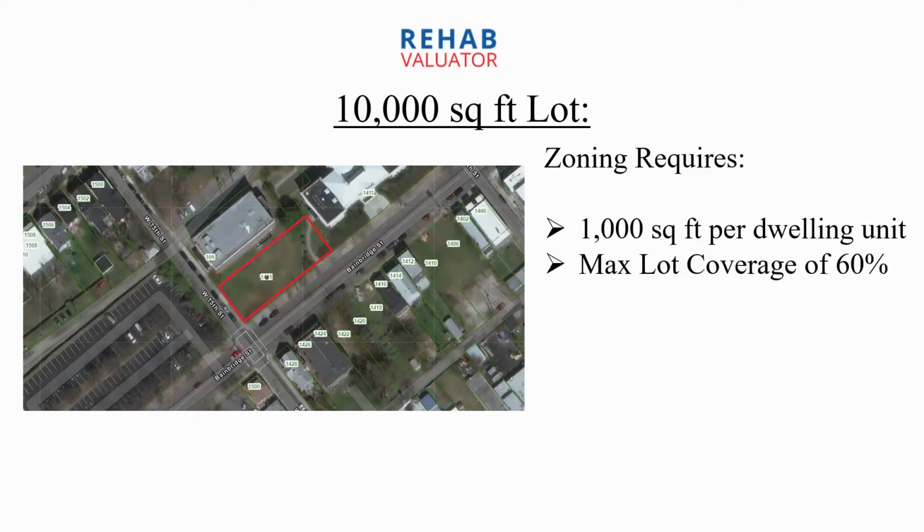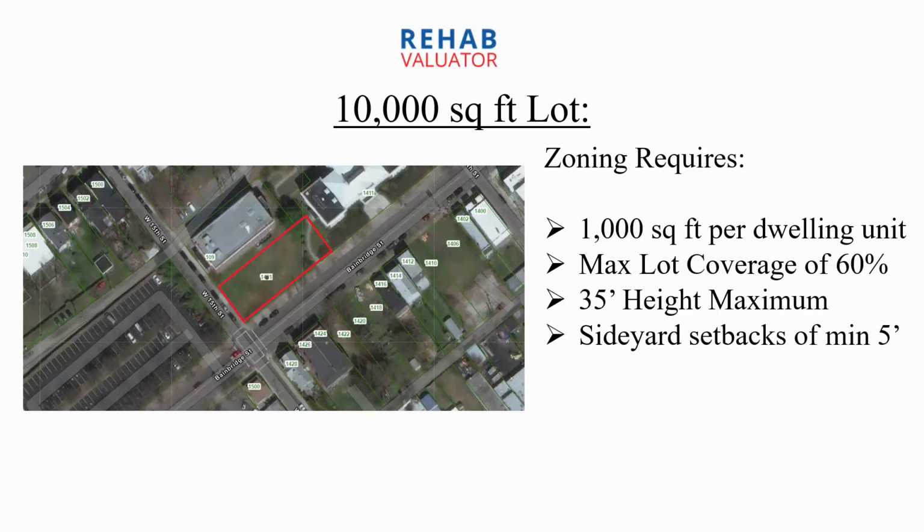Maximum lot coverage is 60%. That means the building itself, the footprint of the building, cannot take up more than 60% of the lot. The rest has to be devoted to parking, green space, trash enclosures, etc. The building can be up to 35 feet in height, which tells me I can do 3 stories here, between 10.5 and 11 feet per story: 9-foot ceilings plus another 16 or 18 to 24 inches for trusses. I can do 3 stories here.